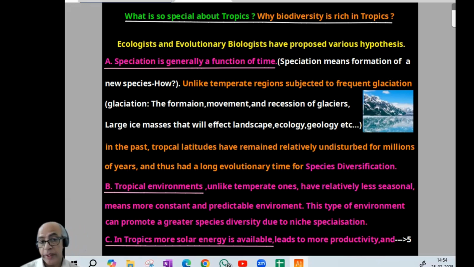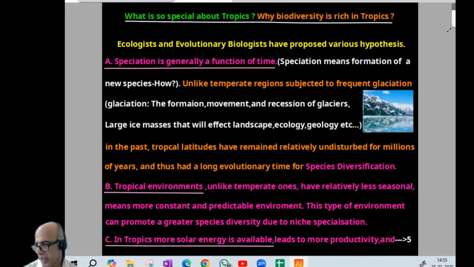This environment can promote a greater species diversity due to niche specialization. Niche we will be learning in ecology. After finishing this, we'll be entering into ecology. Now, the third one: in the tropics, more solar energy is available, which leads to more productivity. And more productivity can lead to greater diversity indirectly. So these are the 3 reasons NCERT gives for more biodiversity in the tropics.